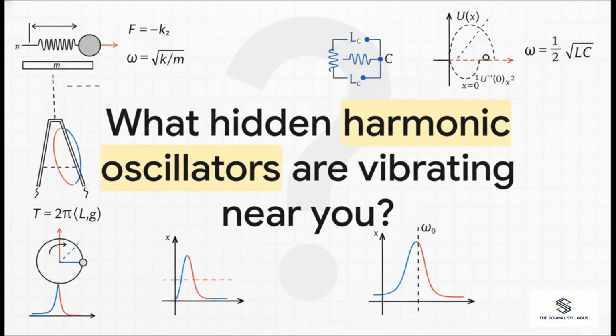We have covered a lot of ground in this explainer today, from the Taylor expansion of a potential well to the swinging of a pendulum and the tuning of a circuit. The universal law of the harmonic oscillator is quite literally everywhere. So I'll leave you with this. Look around your room right now. Based on what we've learned about stable equilibrium today, what hidden harmonic oscillators are secretly vibrating right in front of you, just waiting to be noticed?